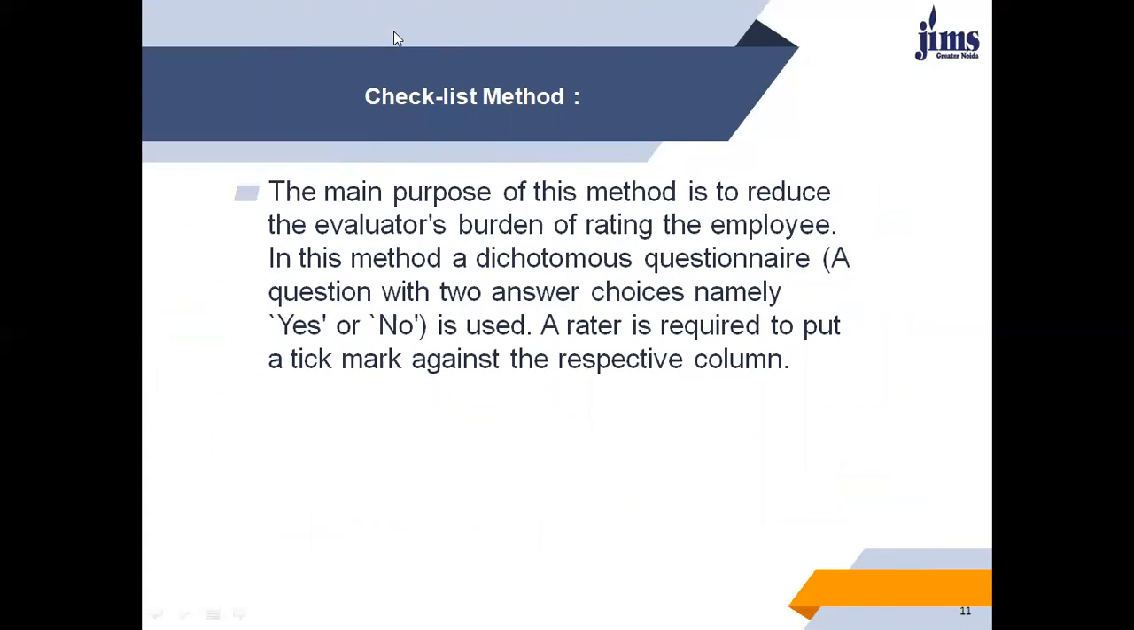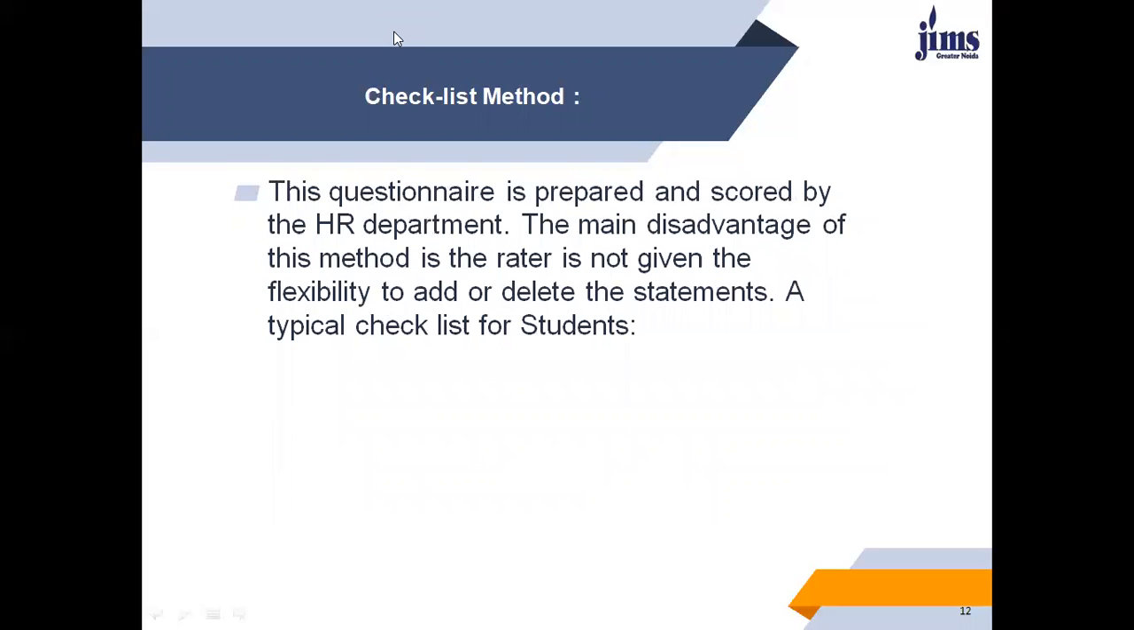Checklist method. The main purpose of this method is to reduce the evaluator's burden of rating the employee. In this method, a dichotomous questionnaire, that is a question with two answer choices, namely yes or no, is used. A rater is required to put a tick mark against the respective column. A questionnaire is prepared and scored by the HR department. The main disadvantage of this method is the rater is not given the flexibility to add or delete these statements.